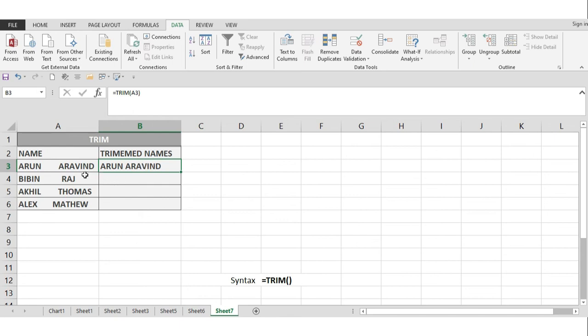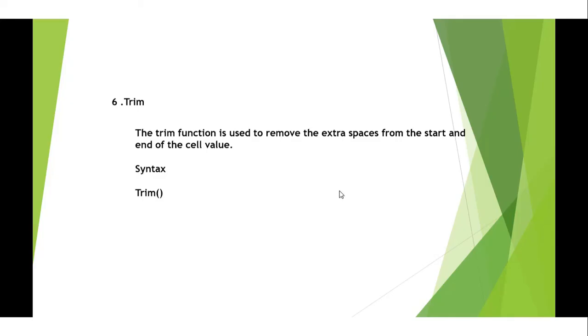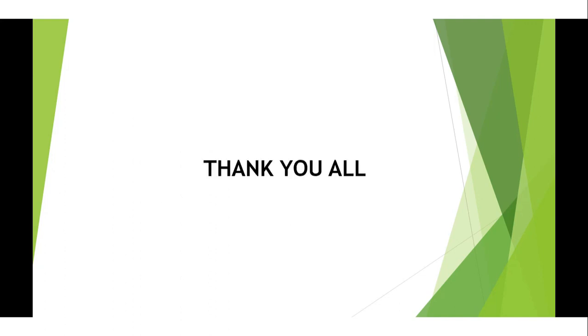To do this for all the other names, just select this and drag from top to down, and we can see that all the names have had the unwanted space removed. And we have completed the 6 basic functions of Excel data preprocessing. And thank you all.